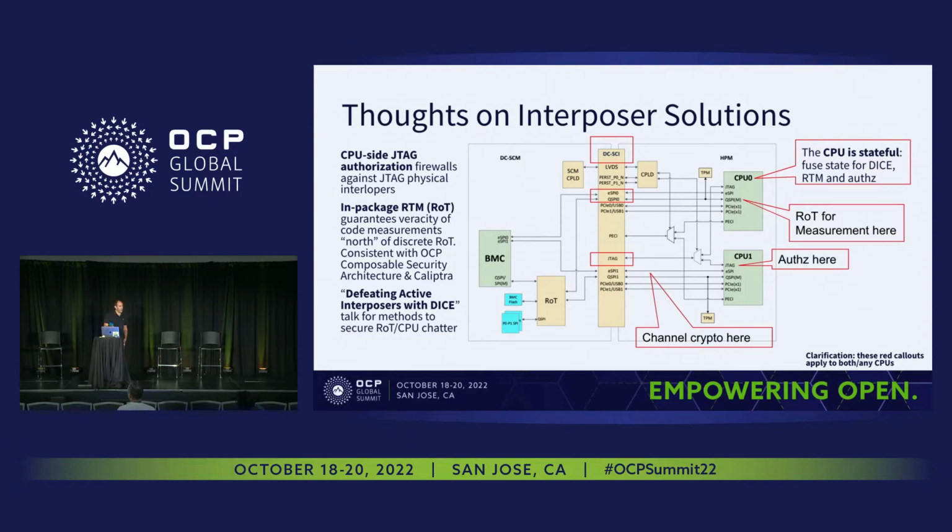Earlier today, we had the talk, Defeating Active Interposers with DICE. That talk is very well aligned with this. Right? The talk is saying a DPE, a DICE identity engine on the CPU side, can be used to secure that SPI channel, mount end-to-end cryptography, and defeat interposers that way.